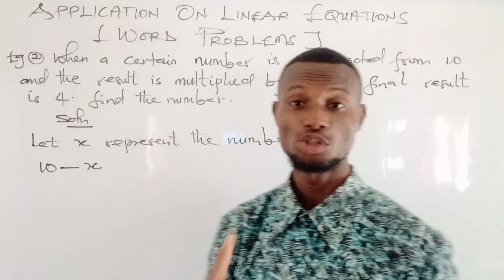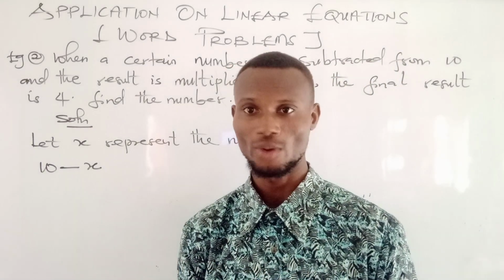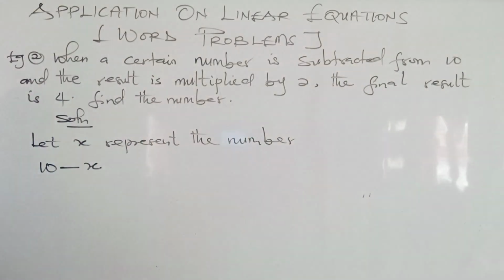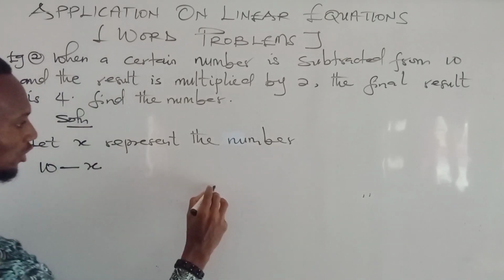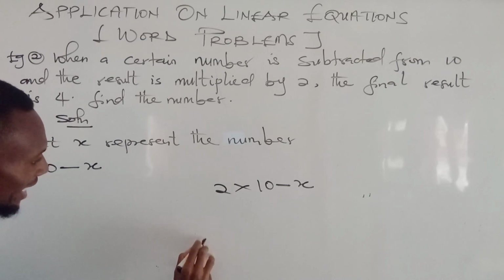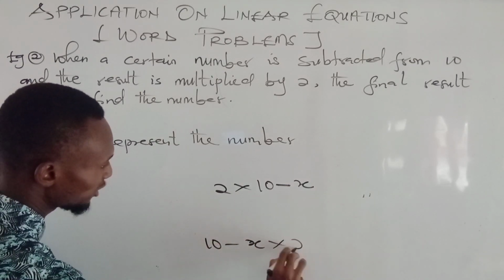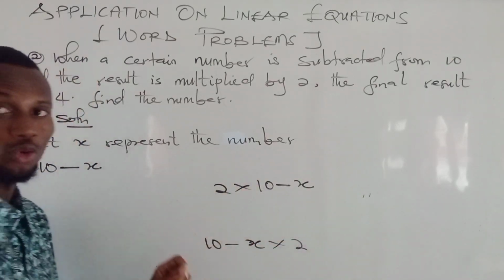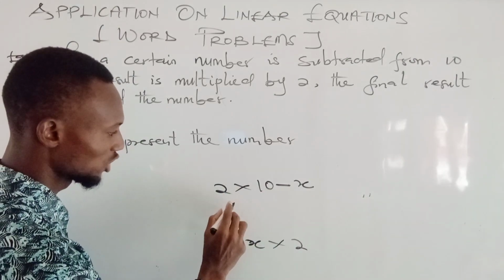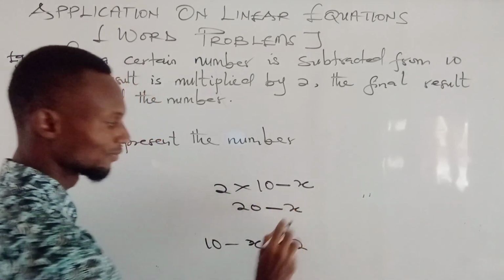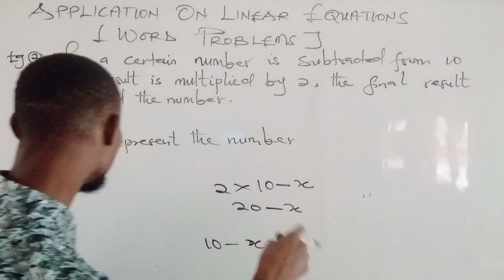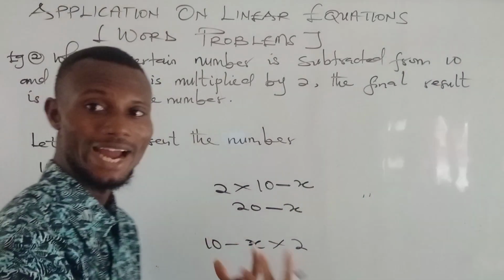Now I'm going to show you the mistake that most students make when it comes to something like this, the result being multiplied by 2. Most students will do it like this. They'll either do 2 times 10 minus S, or they'll do, let's say, 10 minus S times 2. And that will make the work wrong, because when they are simplifying this one, they will do 2 times 10, which will give us 20, then they will bring the minus S. But this is wrong. It says that the result is being multiplied by 2. So it's talking about the whole 10 minus S being multiplied by 2.